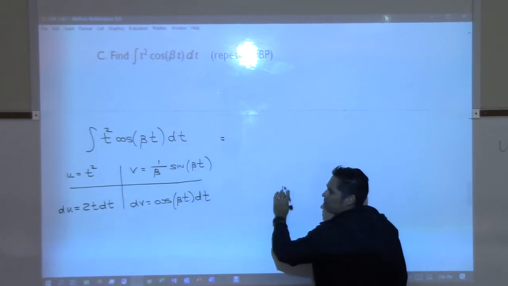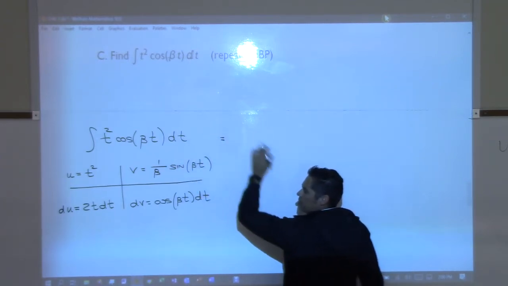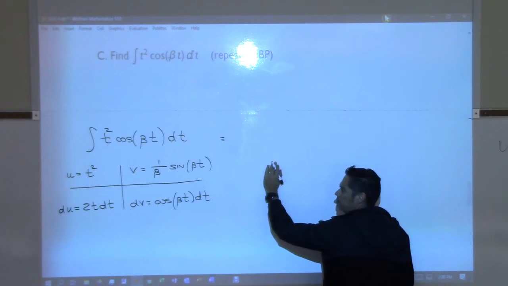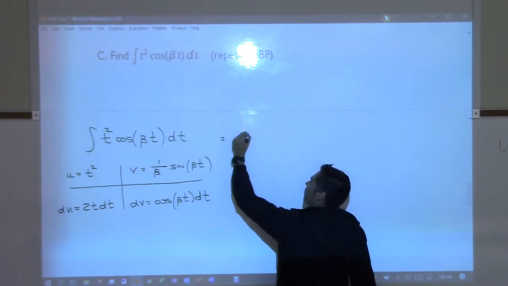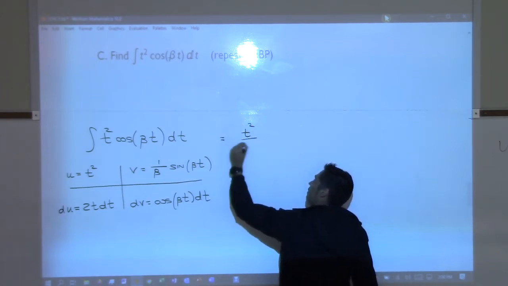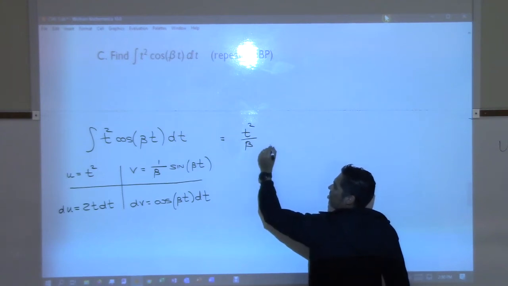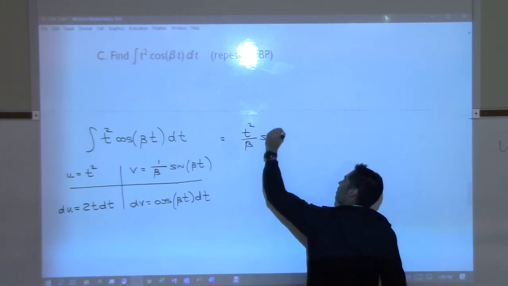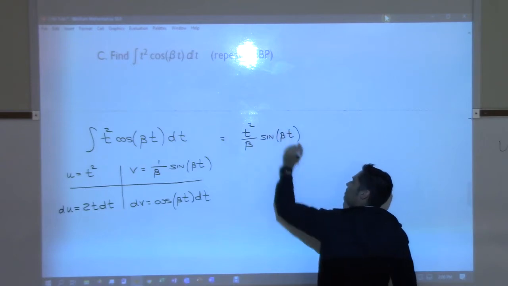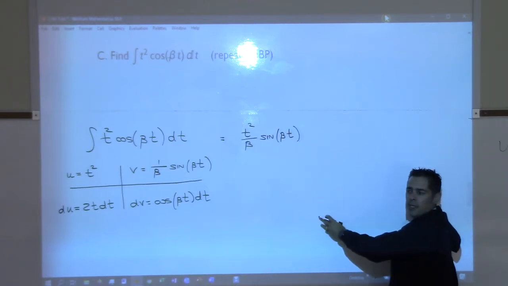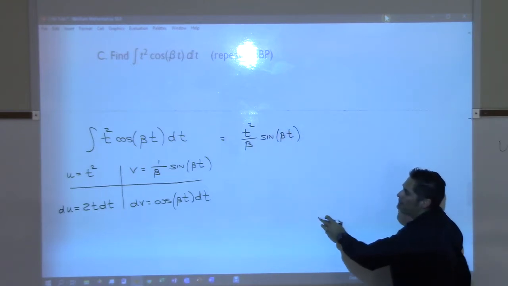This integral becomes, how do you want me to write that? t squared over beta. Okay, you want me to go t squared over beta? I'm fine with that. Sine beta t. Everyone cool with that? Yes? Okay, now what? Minus the integration.